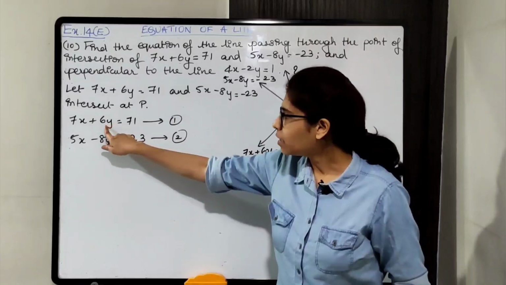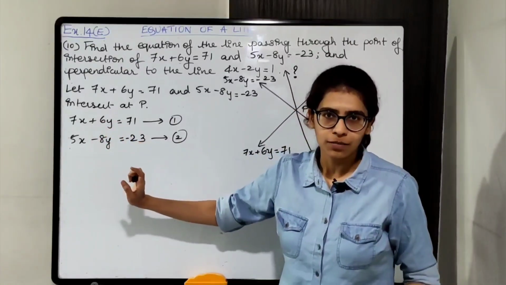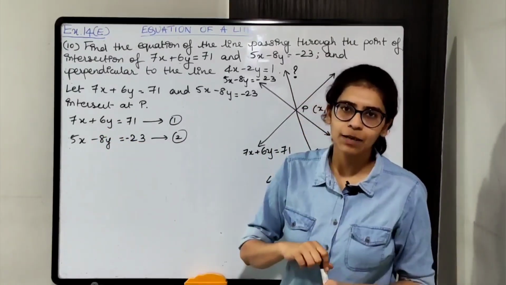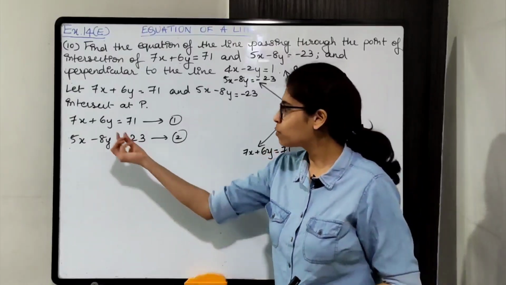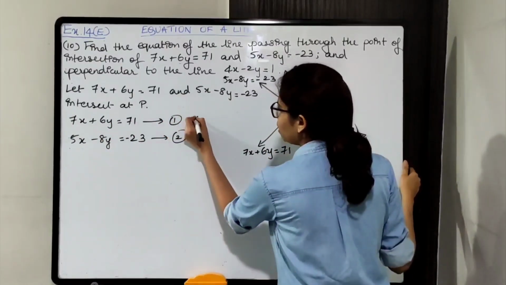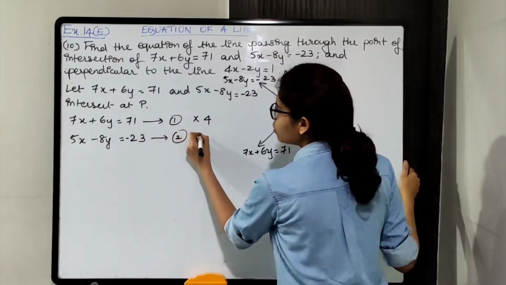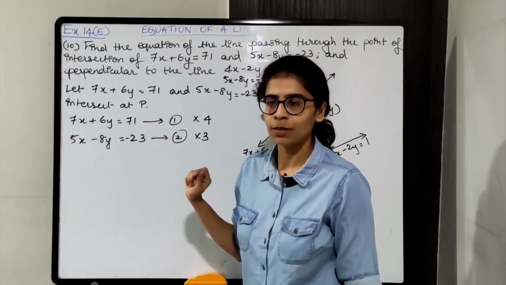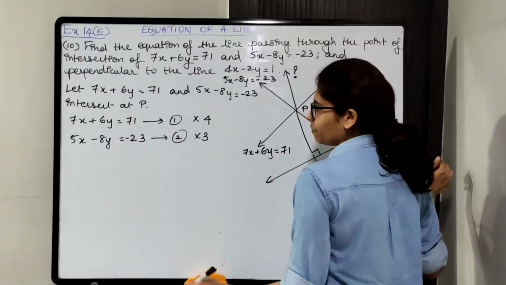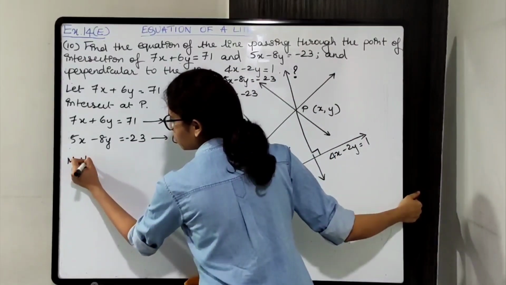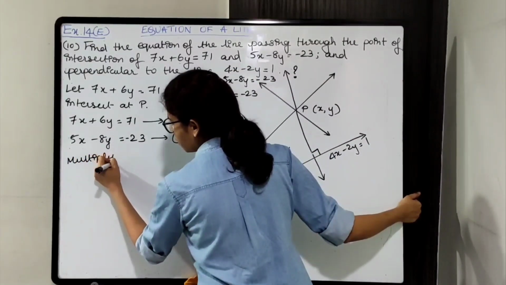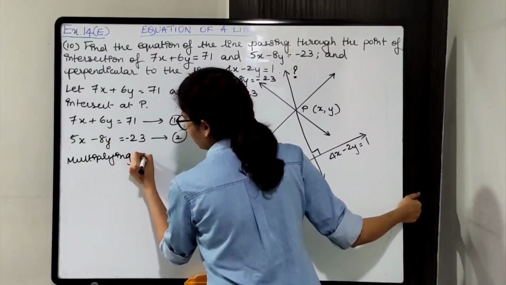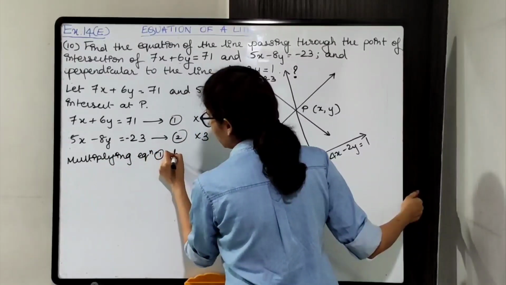So I'll make the coefficients of y equal. Alright, the LCM of 6 and 8 will be 24. So 6 into 4 will give me 24 and 8 into 3 will give 24. So let's multiply equation 1 by 4 and equation 2 by 3. So multiplying equation 1 by 4.